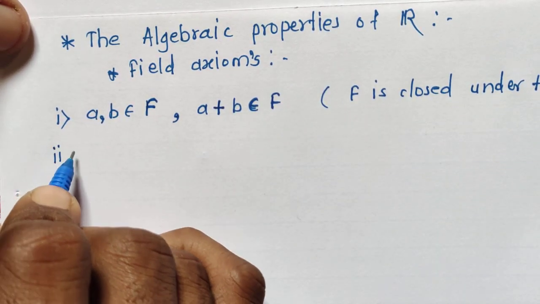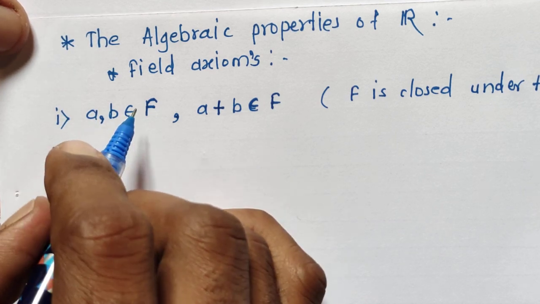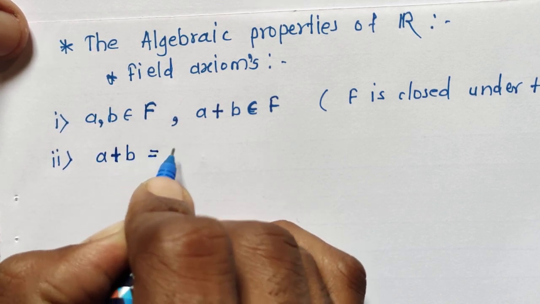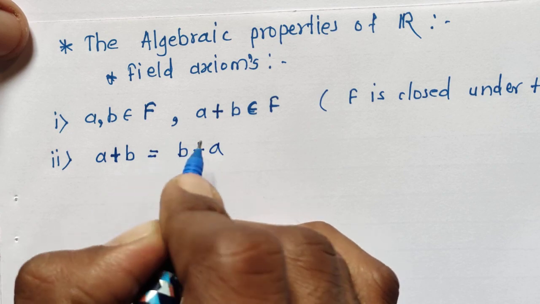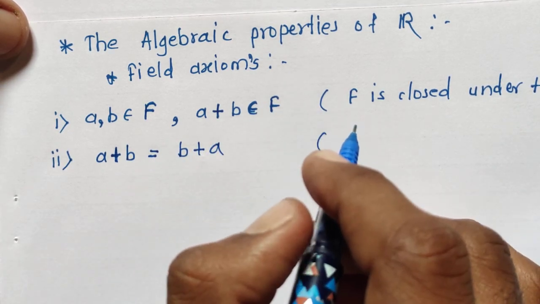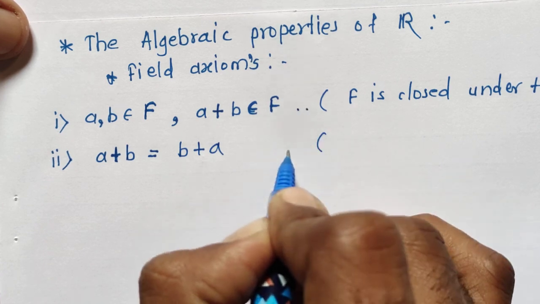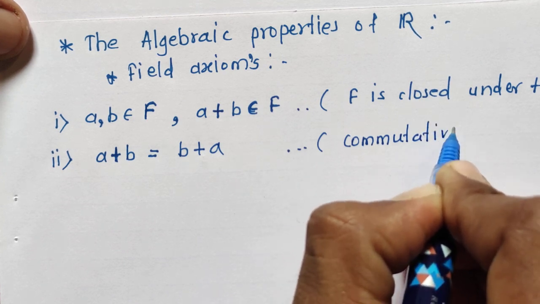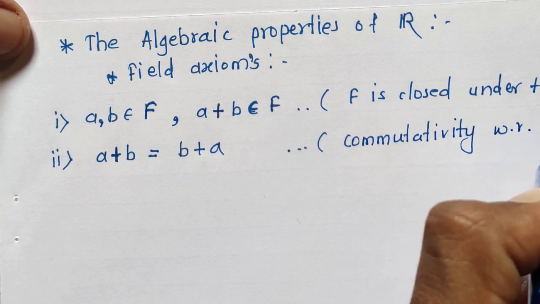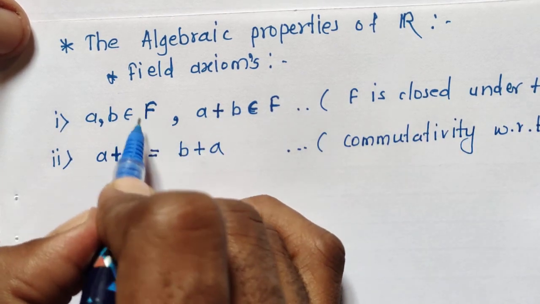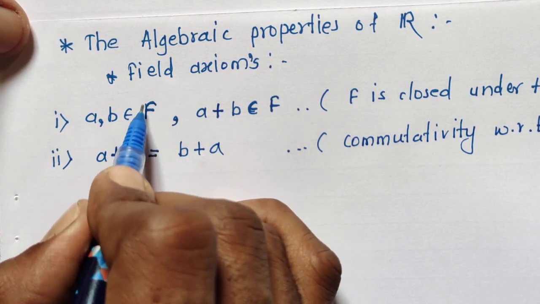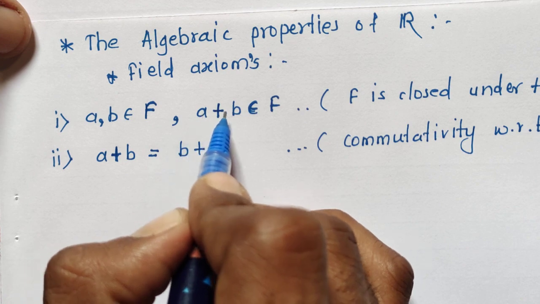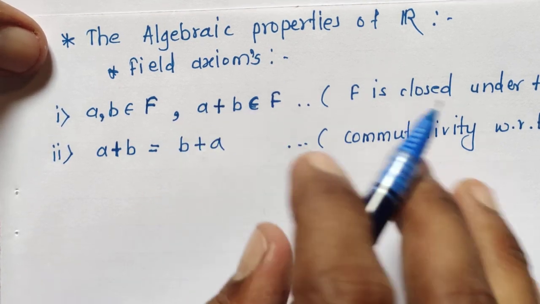The second property is: for any A, B belonging to F, A plus B is equal to B plus A. This property is called commutativity with respect to the operation addition. We can apply addition as well as multiplication on this set F, so instead of A plus B, we can write A into B. That will be our next property.